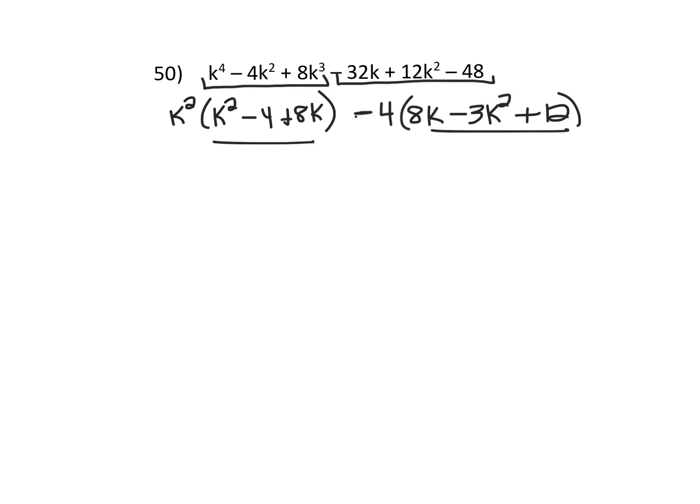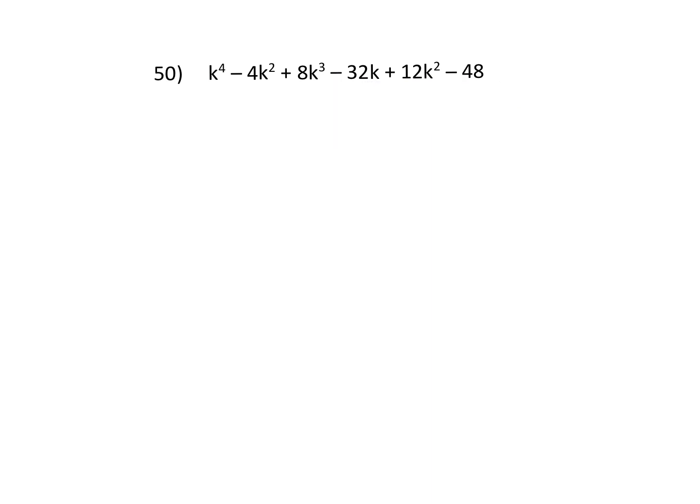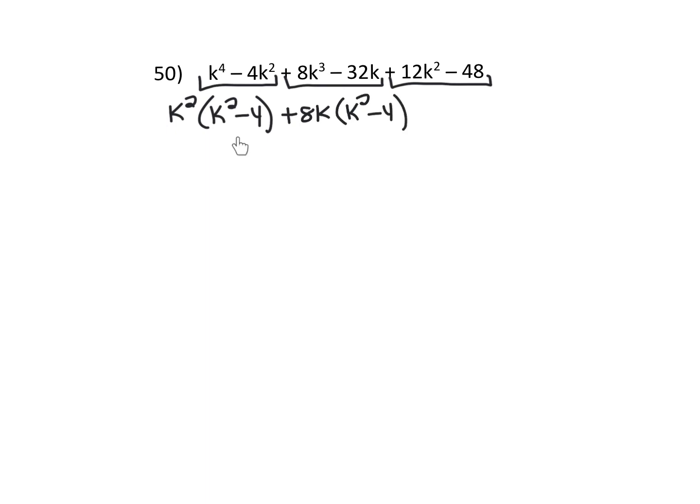So what we're gonna do is, instead of making 2 groups of 3, we're gonna try 3 groups of 2. As long as they have the same number of terms in each group, you can give it a shot. Okay, so out of these first 2 terms, we could factor out a k squared, which is going to leave me with k squared minus 4. Out of the next 2 terms, we could factor out an 8 as well as a k. So I'm going to factor out a positive 8k. And that's going to leave me with k squared and then minus 4. So far, so good. Look, these are matching up.